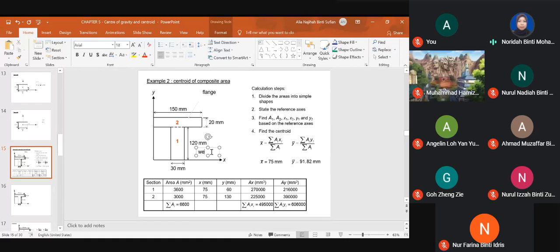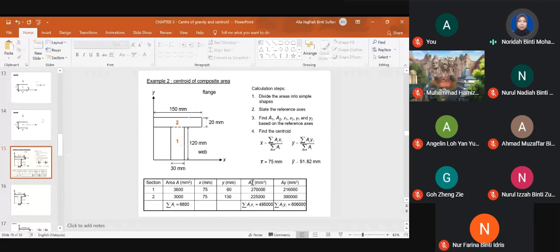And here is the web. The vertical one is the web. Okay. We draw the table with 6 columns and 4 rows. We have section, area, x bar, y bar, A multiplied by x bar, and A multiplied by y bar.